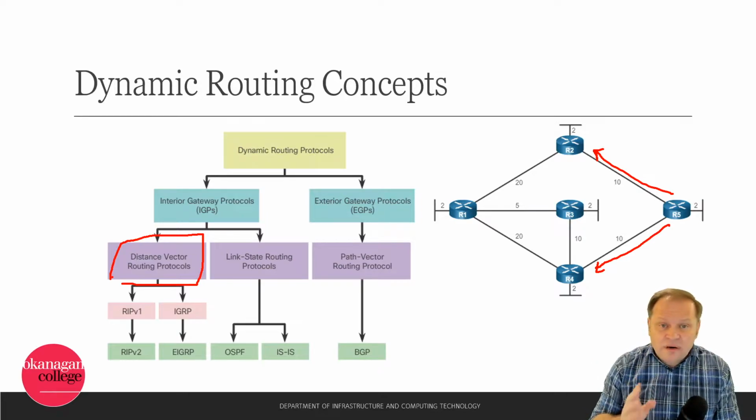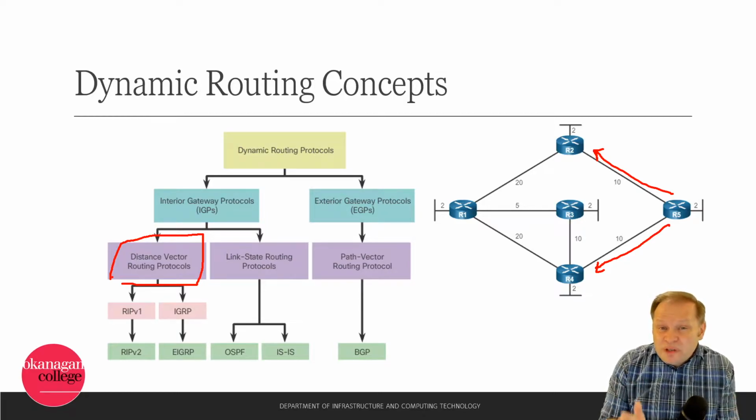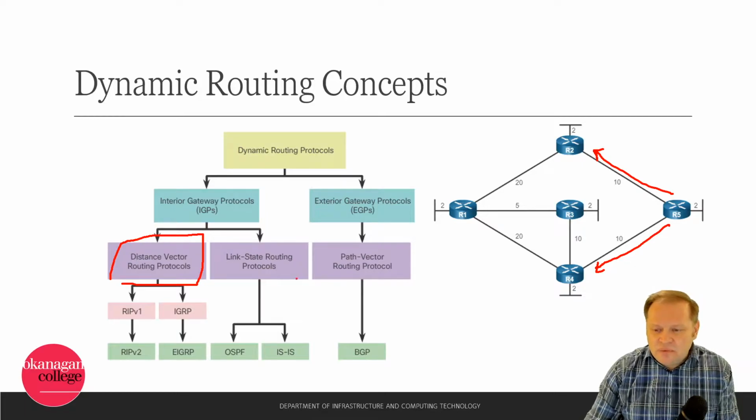topology. The only thing R5 knows is that I'm connected to R2 and R4, and both of them tell me that I can get there. I can get to R1 through them. Both of them tell me. Now, I have to figure out which one I choose, though, and I'm going to use some kind of administrative distance. I have to trust them based on what they tell me.